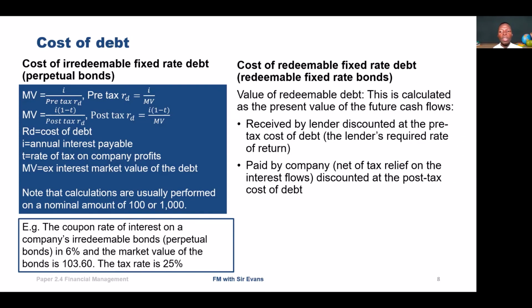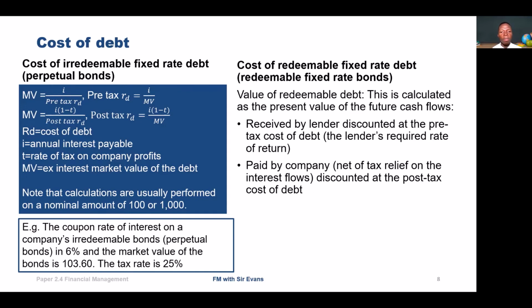Now, cost of redeemable fixed rate debt. So these are for bonds which can be redeemed upon maturity. It's calculated as the present value of the future cash flows which are received by the lender, discounted at the pre-tax cost of debt.